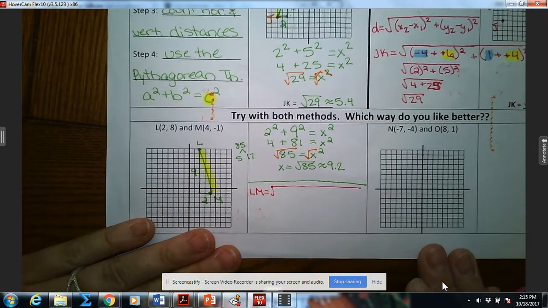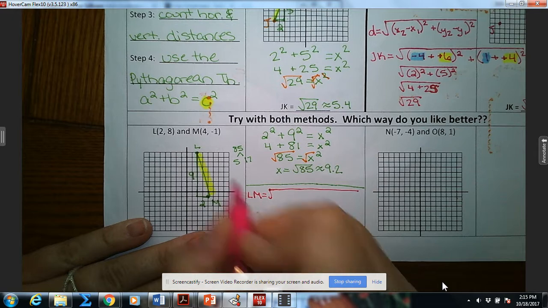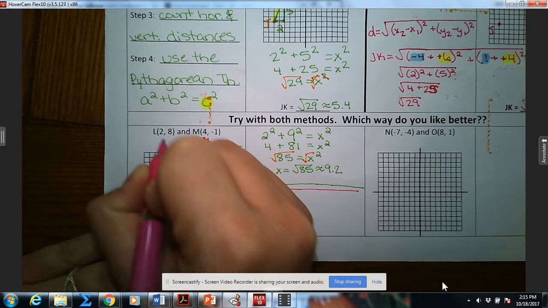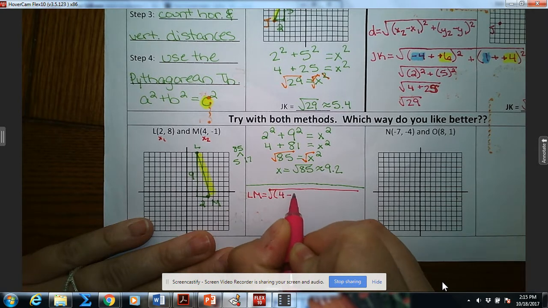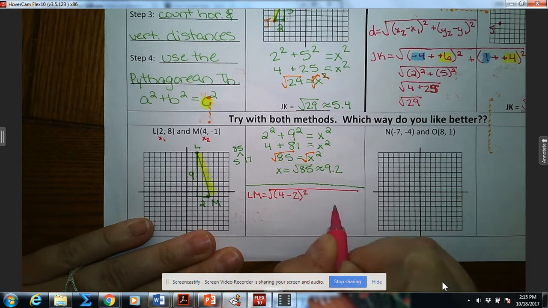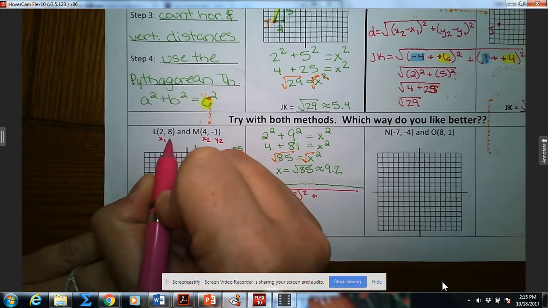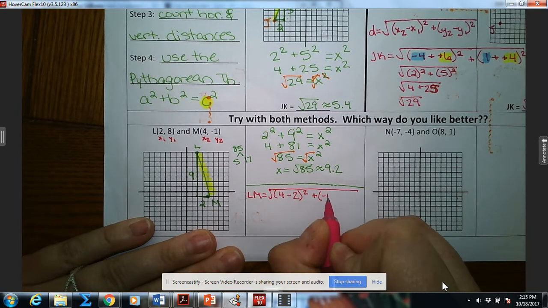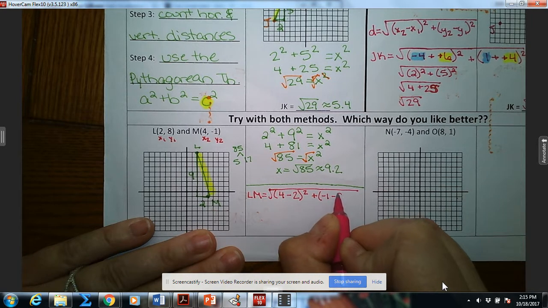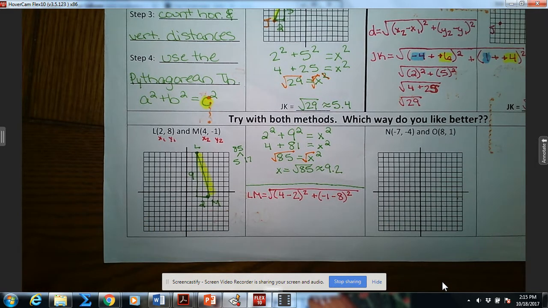You've got your formula up here to look at if you need to. We start with x2 minus x1. So for this problem, it'll be 4 minus 2 squared plus y2 minus y1. y2 is a negative 1. y1 is 8. So this is what my distance formula would look like.